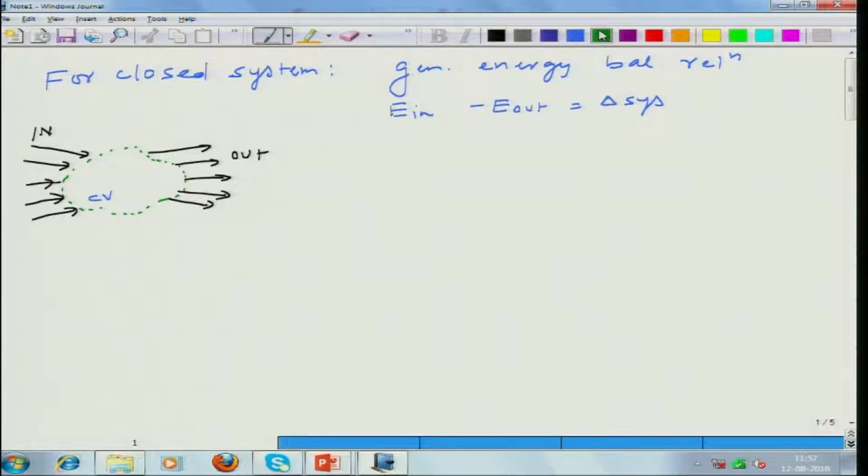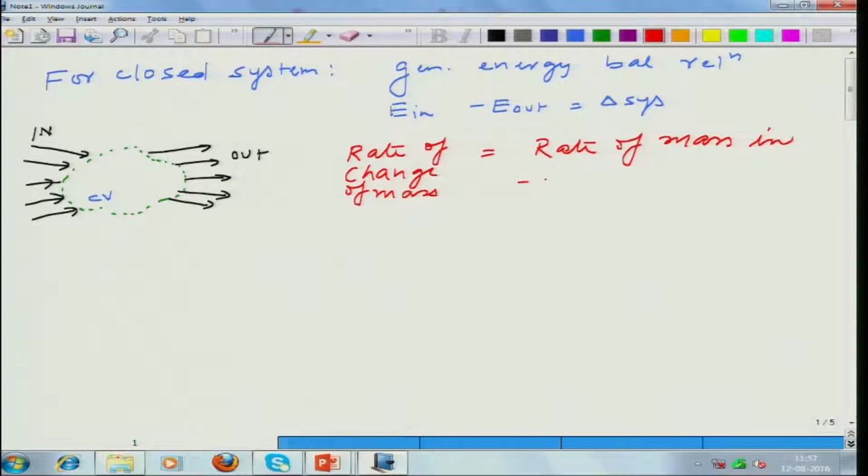In general, we are going to write the conservation of mass by writing a general expression, which would be that the rate of change of mass within the control volume should be equal to the rate of mass in minus the rate of mass out. Of course, there is no term on generation because mass cannot be created or destroyed, for the system which we are going to consider.